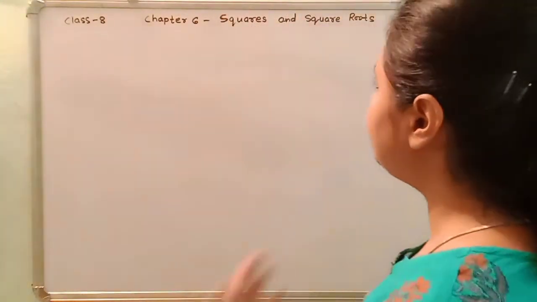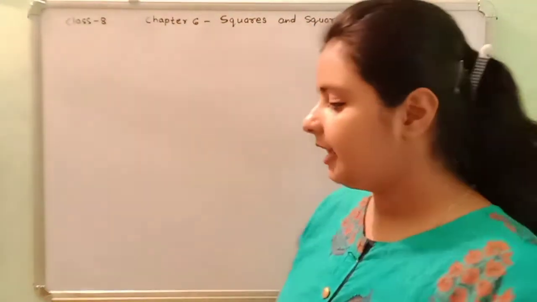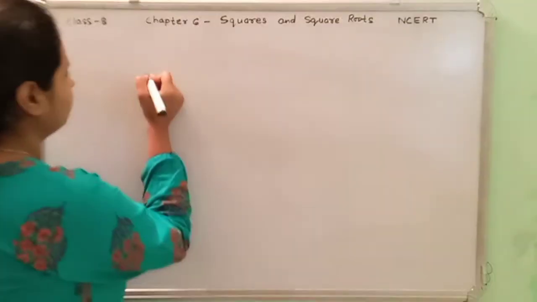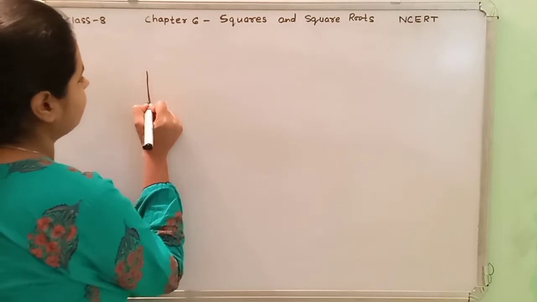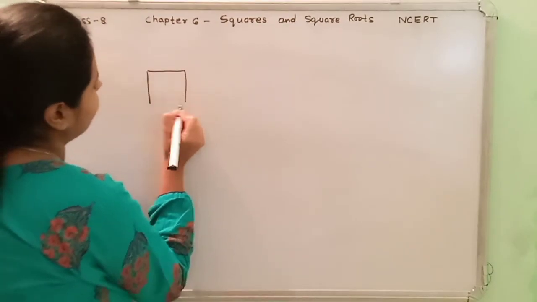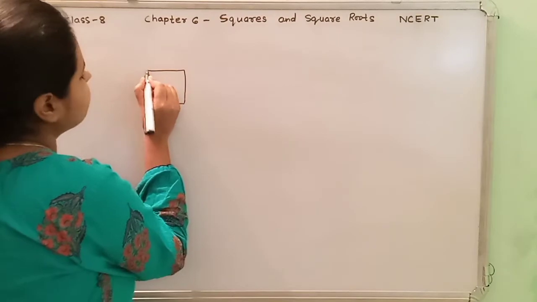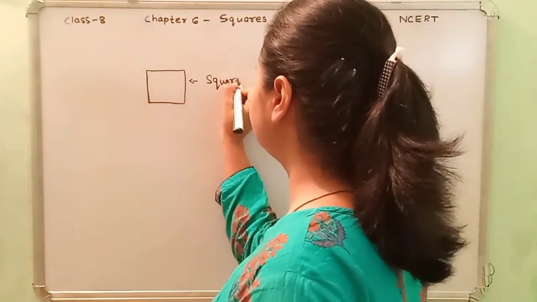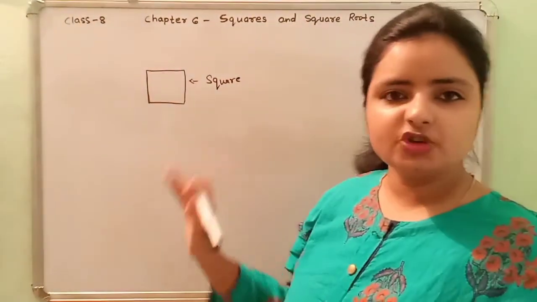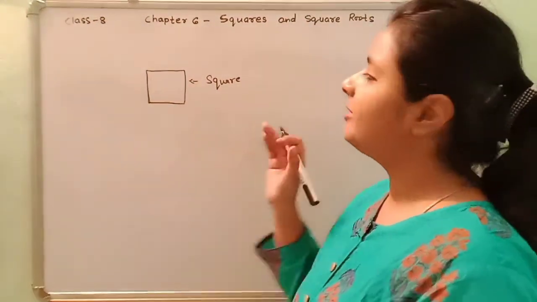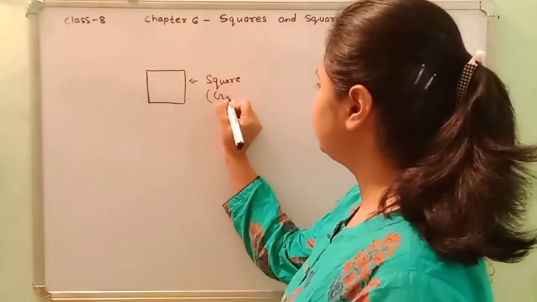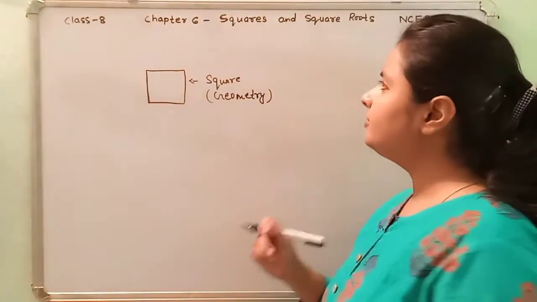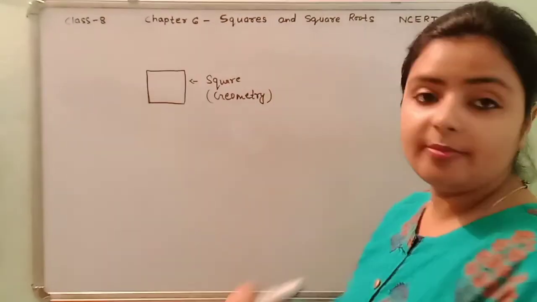So whenever we talk about a square, one thing comes to our mind: this shape. This shape is called a square. Fine. But this is a geometrical square. Where do we study this square? In geometry. Fine. But now we will study the algebraic square.